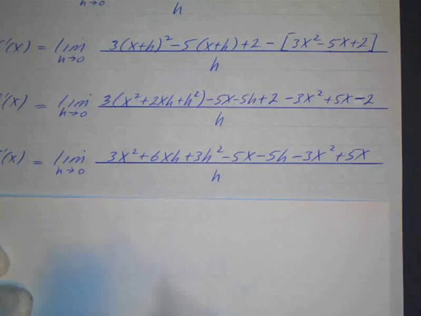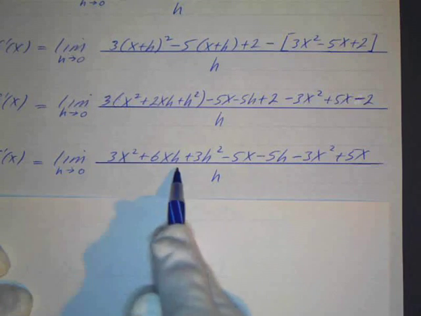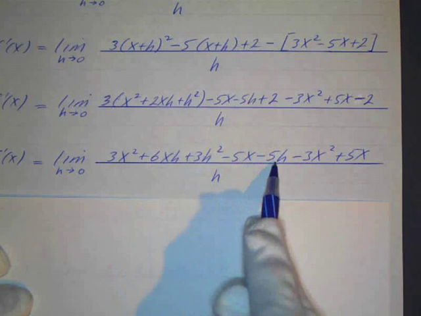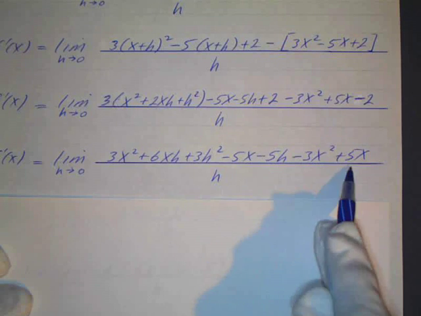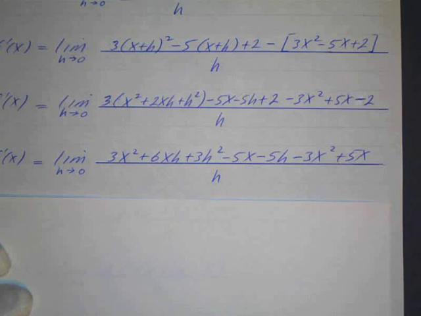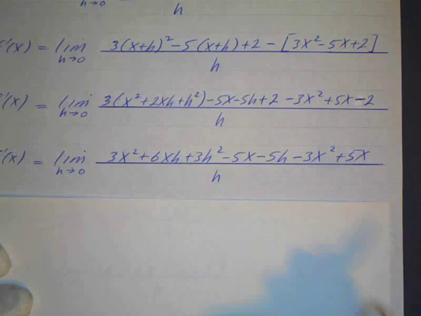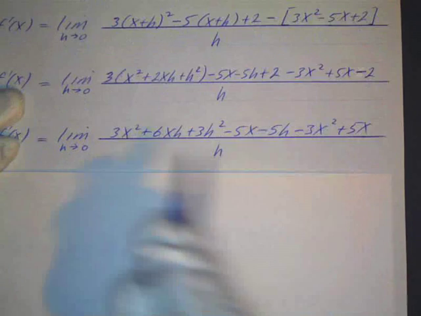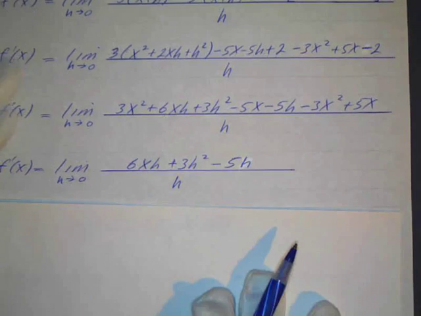And now I have the limit as h approaches 0 of 3x squared plus 6xh plus 3h squared minus 5x minus 5h minus 3x squared plus 5x, and remember the 2's zeroed out. And then we can, again, zero any terms out, so we have 3x squared minus 3x squared, that becomes 0, and negative 5x plus 5x, that becomes 0. So what's left is the 6xh, 3h squared, and minus 5h, all over h.